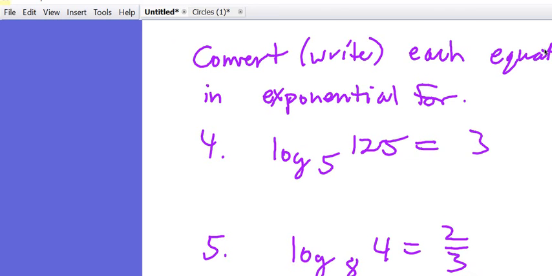So, in this problem, we are converting each of these equations that are in logarithmic form into exponential form. And it's just very basic.